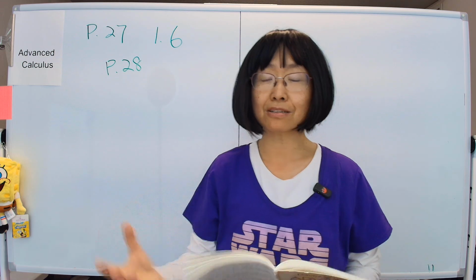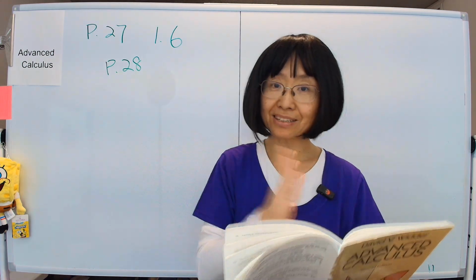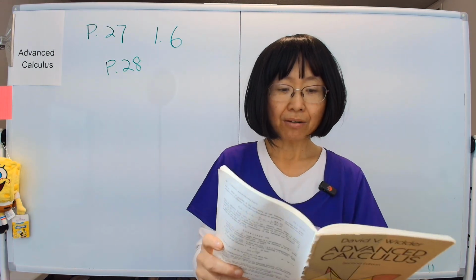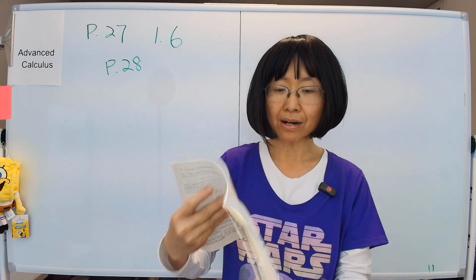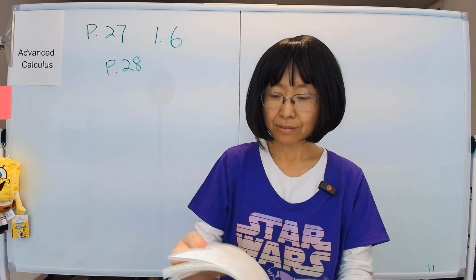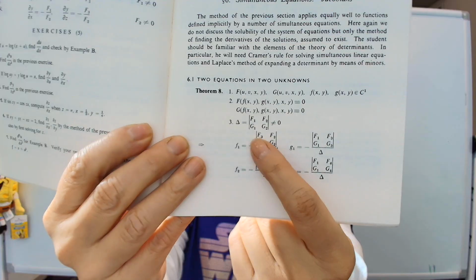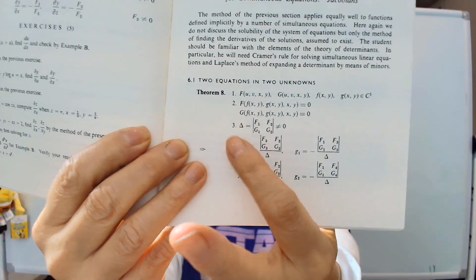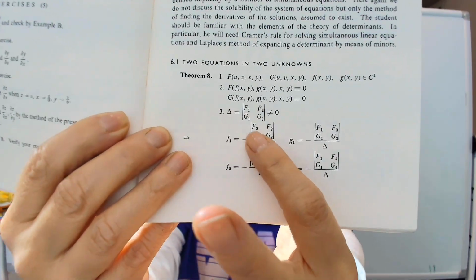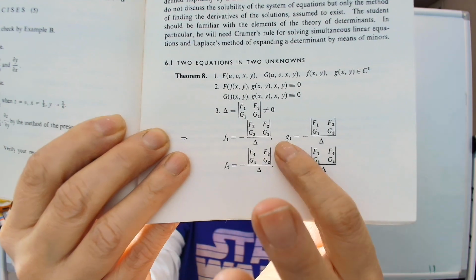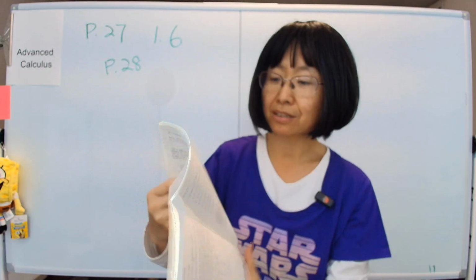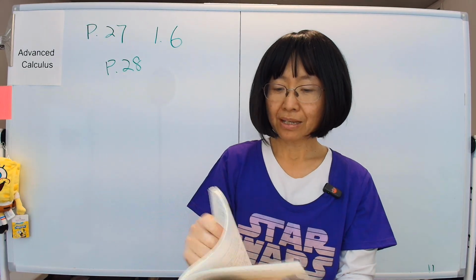So there are various Jacobians, depending on how things are done. Now, you might notice that so far the determinants are written like this. Look at the previous page, theorem 8, where F is on top and G is on the bottom, but the Jacobian is written differently.